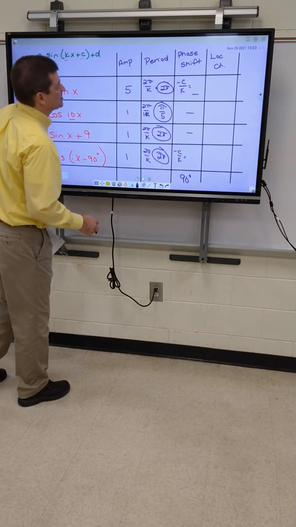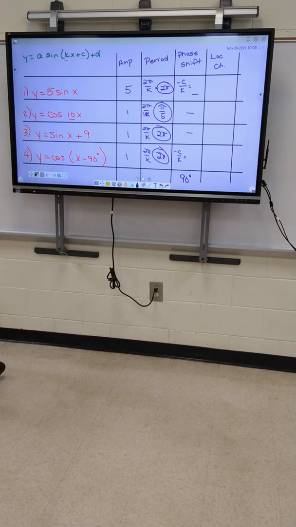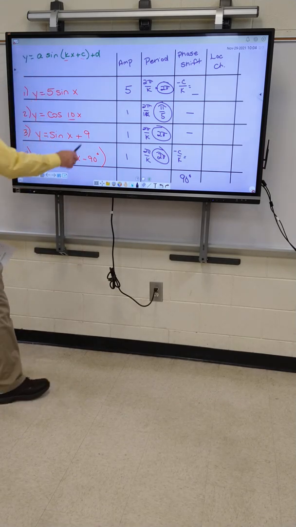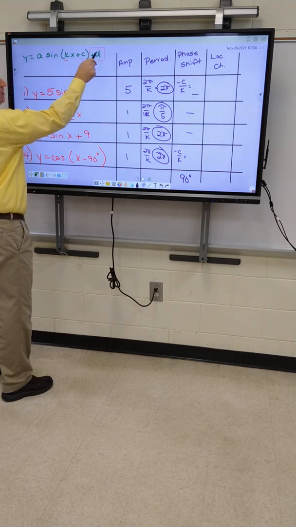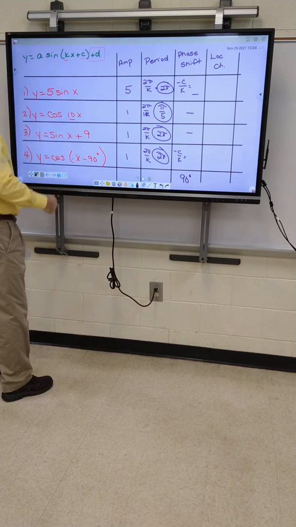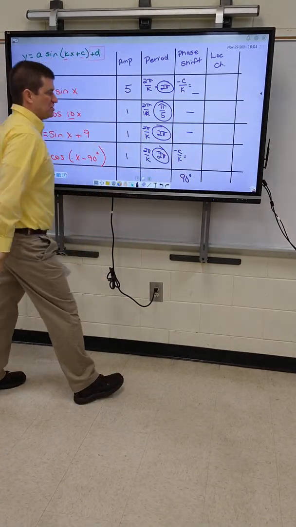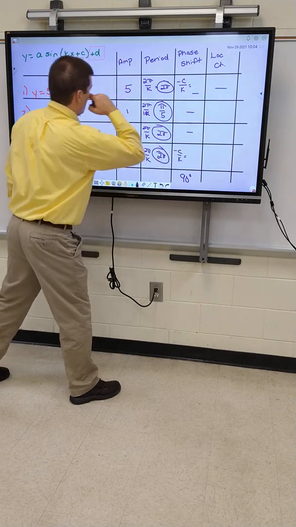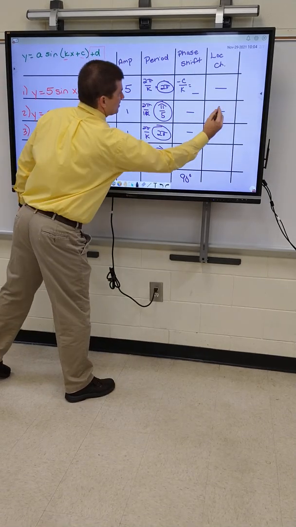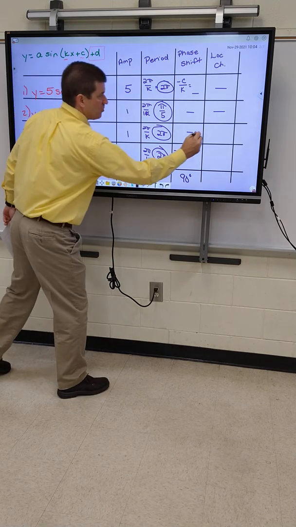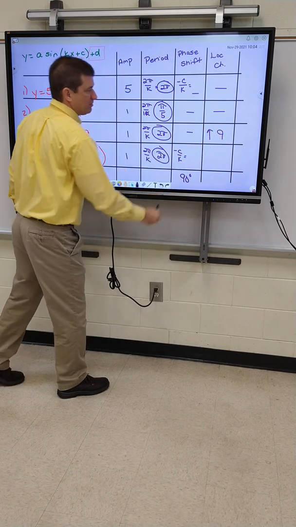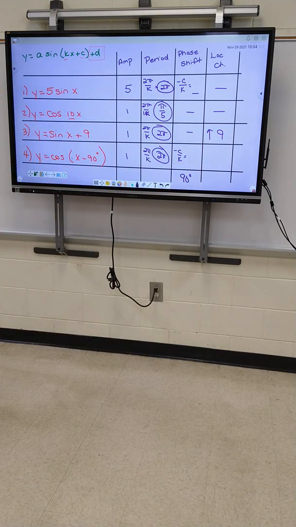All right, let's do the last column now, and this is the easiest column, location change. This is your location change right here. Whatever number is on the end of the problem after the x, okay? If you don't have a number, like on number 1, then you don't have a location change. Just draw a dash. All right, 2, dash. What's 3? Is it up 9 or down 9? It's got a plus, so we'll draw up 9 that way. Or you can write out the word up if you want to. I don't care. Arrows are fine.